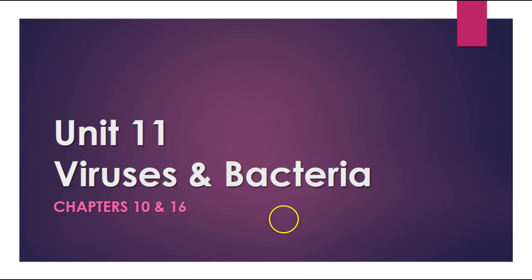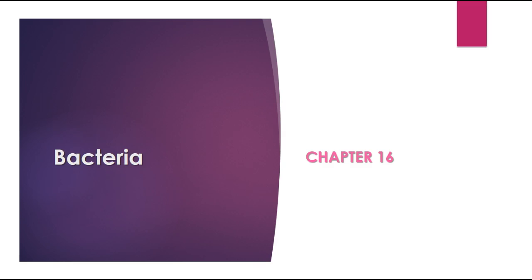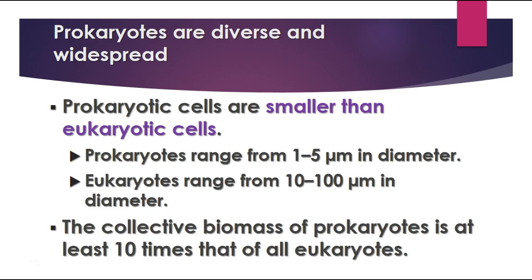The next part of the notes for Unit 11 is about bacteria, which are covered in Chapter 16. Bacteria, remember, are prokaryotes, and there are two kingdoms, two domains of bacteria, the archaebacteria and the eubacteria. We're going to focus more on the eubacteria in this unit, because these are the ones that we have more contact with. Basically, you need to remember that prokaryotes are definitely smaller than eukaryotic cells. They're from 1 to 5 micrometers in diameter and range from 10 to 100 micrometers in diameter, so they're pretty small.